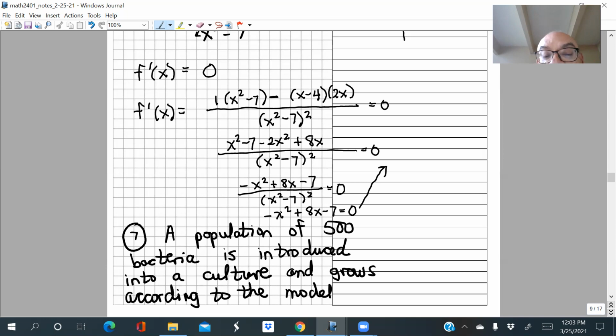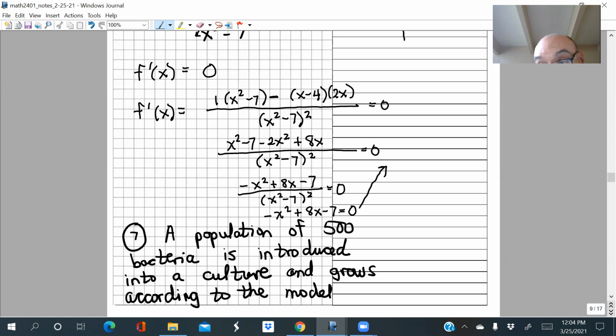Now, it's not easy to factor when you have a negative x squared. That would be better if that were positive. So I'm going to make that positive by multiplying both sides of the equation by -1. You can multiply both sides of the equation by anything you want other than 0. You can't multiply by 0, but you can multiply by any other number. So I'm going to multiply both sides of this equation by -1.